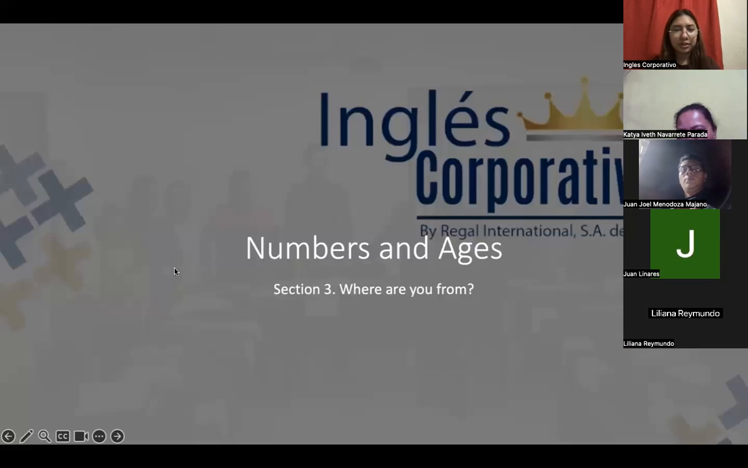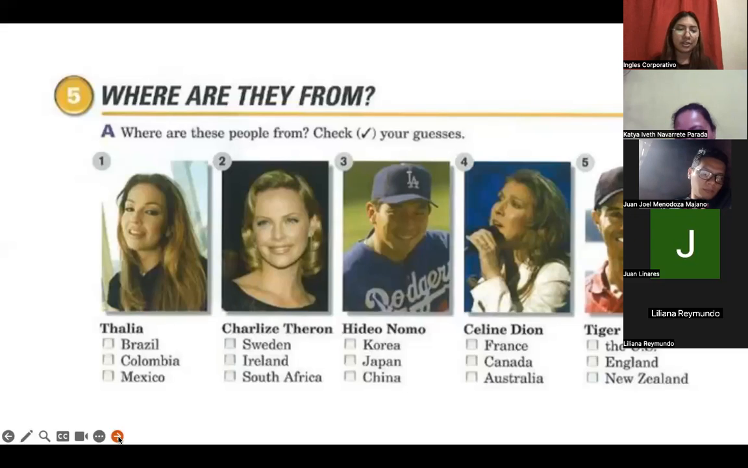We are going to check. Now we're going to study this topic, numbers and ages. This is from the section number 3, where are you from? En este caso vamos a ver los números y las edades. Vamos a ver la pronunciación correcta de estos números y cuando los utilizamos en las ages, en las edades, right?